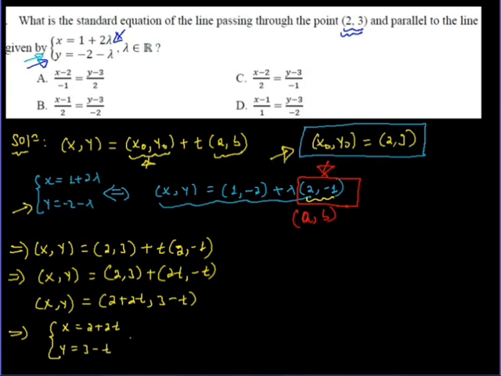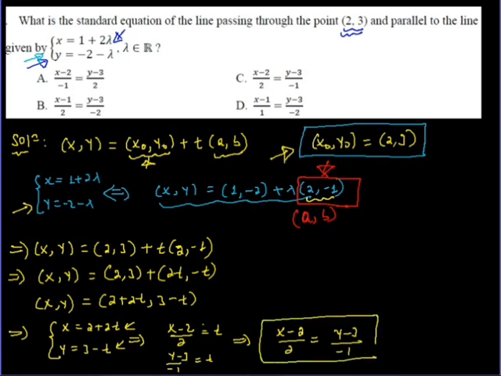From this parametric equation we can get the standard equation. From the first equation, t becomes (x minus 2) over 2. And from the second equation, t becomes (y minus 3) over minus 1. Okay, these both are t. So from here we get that (x minus 2) over 2 and (y minus 3) over minus 1 are both t. This equation is called the standard equation of the line passing through (2, 3), which is parallel to the given line expressed in parametric form. So the answer for this problem will be C.